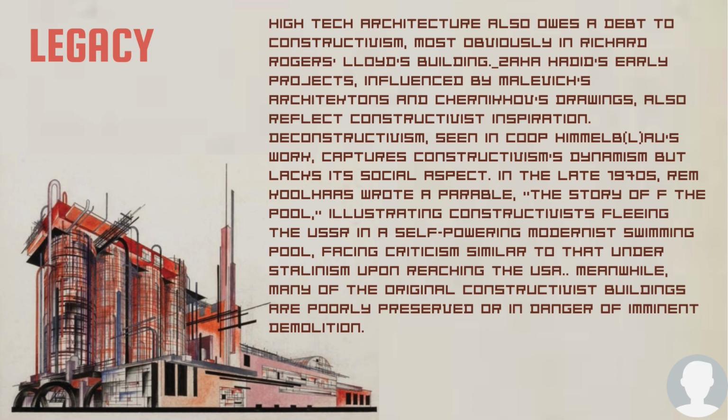In the late 1970s, Rem Koolhaas wrote a parable, The Story of the Pool, illustrating constructivists fleeing the USSR in a self-powering modernist swimming pool, facing criticism similar to that under Stalinism upon reaching the USA. Meanwhile, many of the original constructivist buildings are poorly preserved or in danger of imminent demolition.